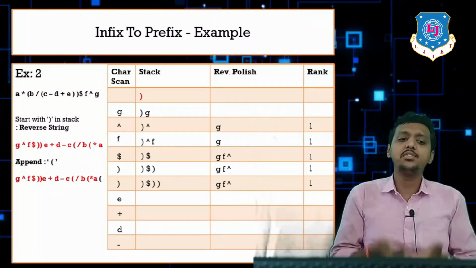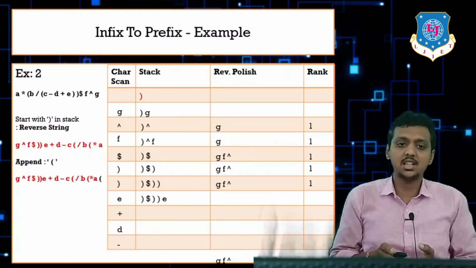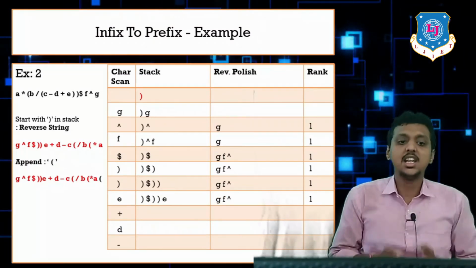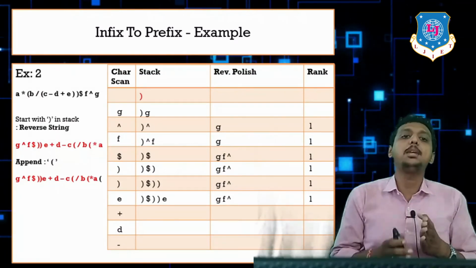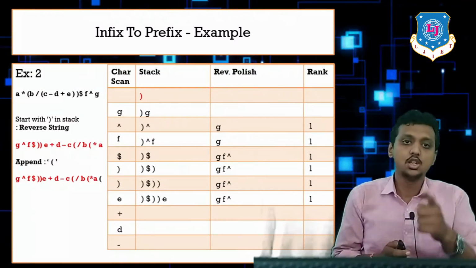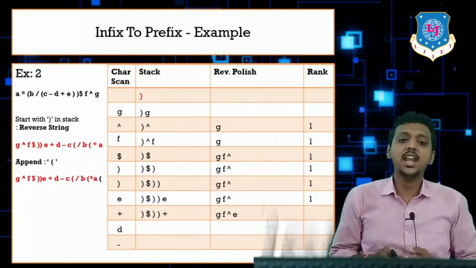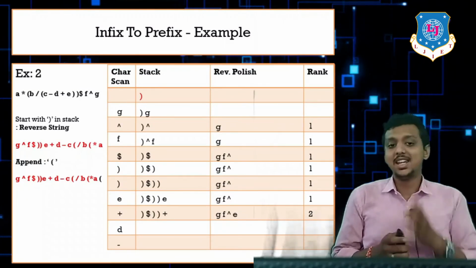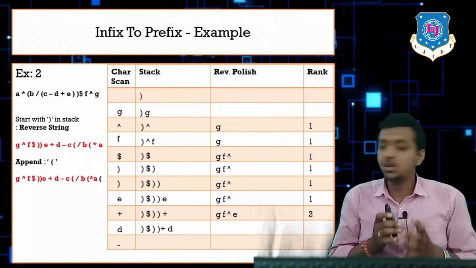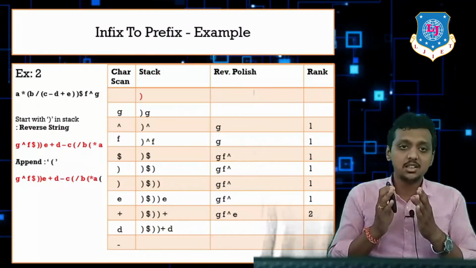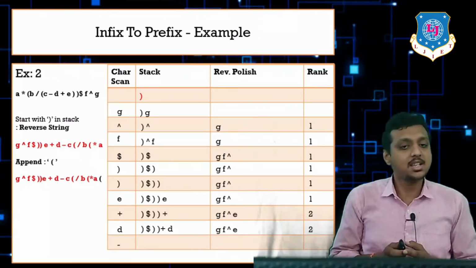Next, students, we have the E with us. Fine. So what to do with E? Just push it inside the stack, reverse polish and rank remain as they are. Next we have plus. Okay, so push plus inside the stack and pop E because E has a higher precedence than plus. So the reverse polish becomes G F caret E. Rank becomes 2. Okay, next we have D with us. So D is obviously pushed inside the stack, so the stack becomes closing, dollar, closing, plus, D. Reverse polish and rank remain as they are.